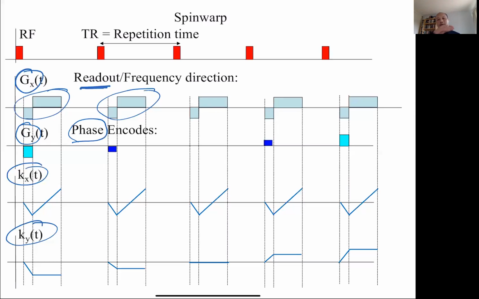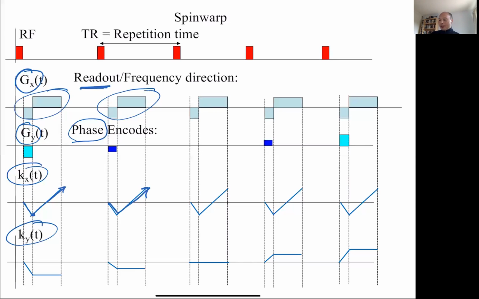Since the Gx gradients are the same on every repetition, you'll notice that the trajectory through K-space is the same. So we always go out to some negative point in K-space and then slowly traverse back along the rest of K-space. So we go from some negative point in K-space to a positive point in K-space. So we're going line by line by line.